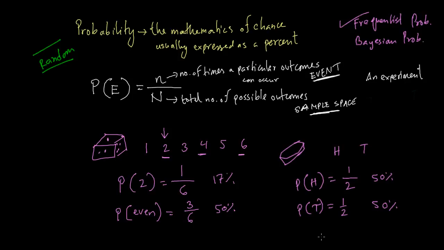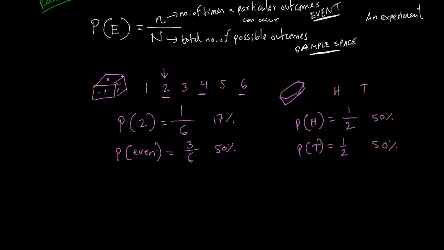Now, the basic laws of probability. There are three basic laws of probability.